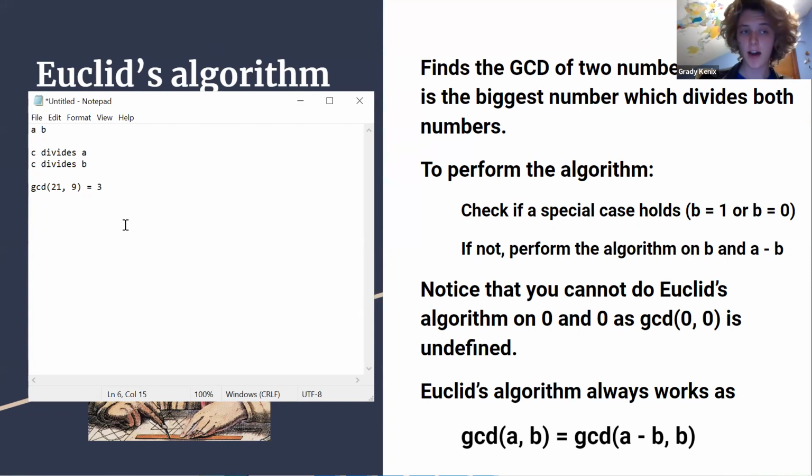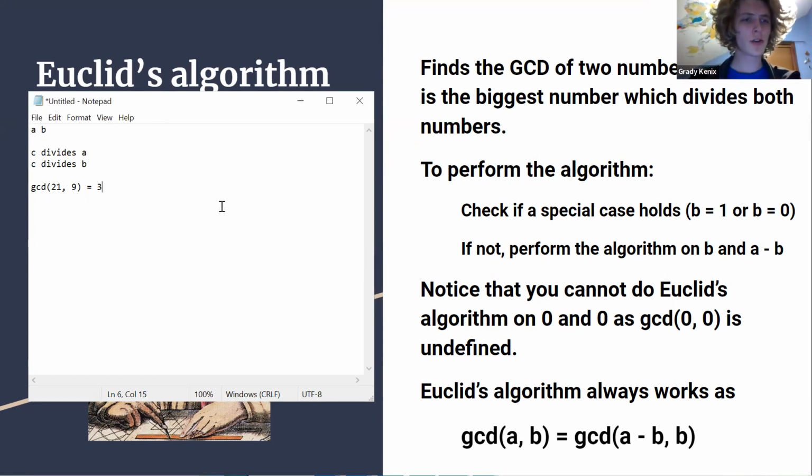So the GCD of 21 and 9 is 3. That's unfortunate, no one saw what it was. Yes, I was typing a little. It's a bit unfortunate. I wasn't typing anything of much import though, so it doesn't really matter.